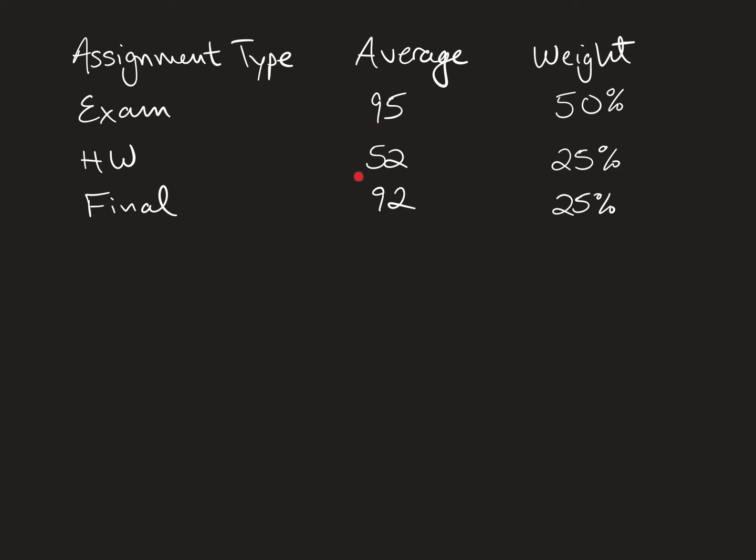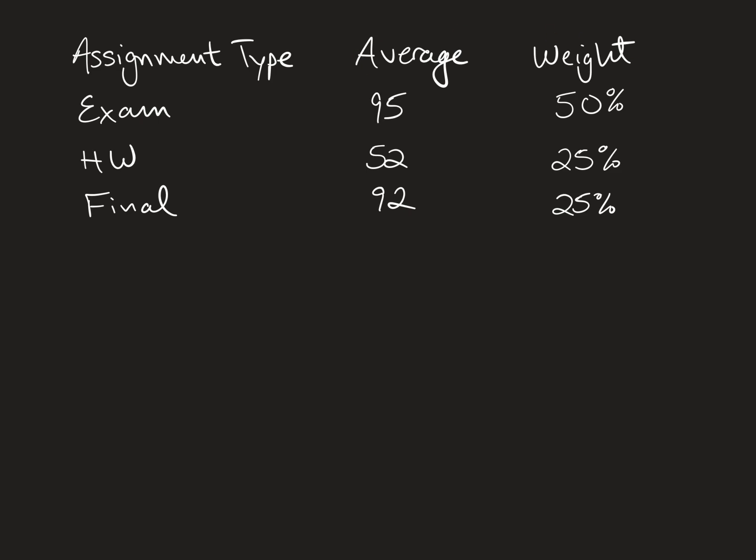Now these all don't count the same. Maybe there were 4 exams that were taken and the student averaged 95, which means each exam was really only 12.5%. The final exam is worth twice that much. So this creates this weird way to find an average. But we can do it. We need the weights. We're calling this a weighted average.